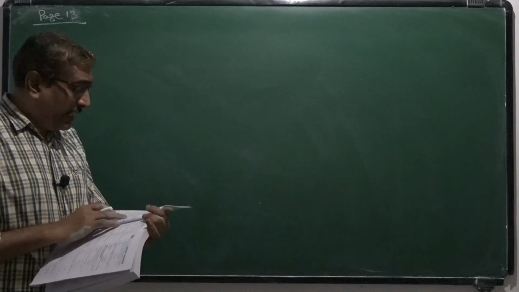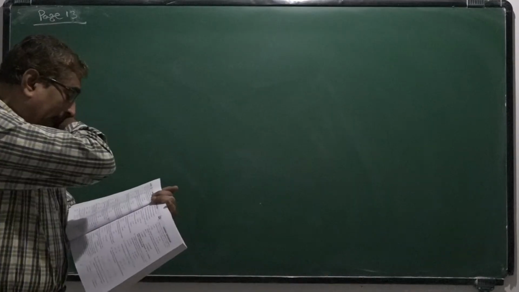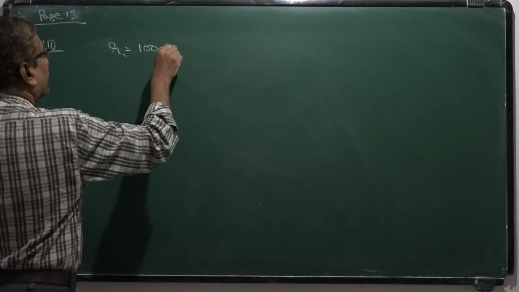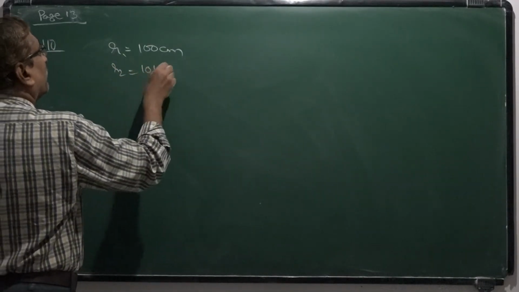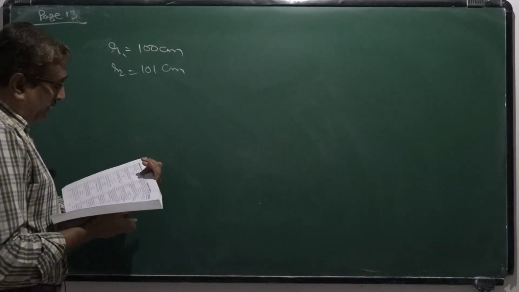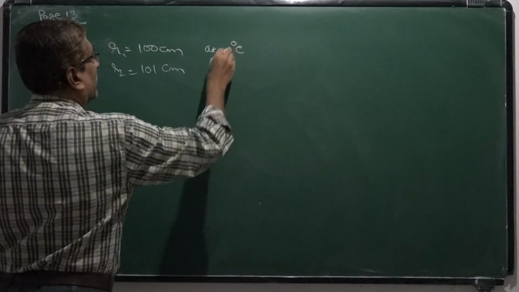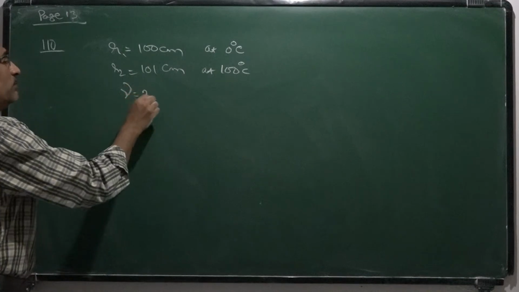The radius of a metal sphere is 100 centimeter at 0 degree centigrade and 101 centimeter at 100 degree centigrade. Then the coefficient of volume expansion of the metal is. So here the initial radius is 100 centimeter and the final radius is 101 centimeter, at 0 degree centigrade and 100 degree centigrade. So you have to calculate the coefficient of volume expansion.